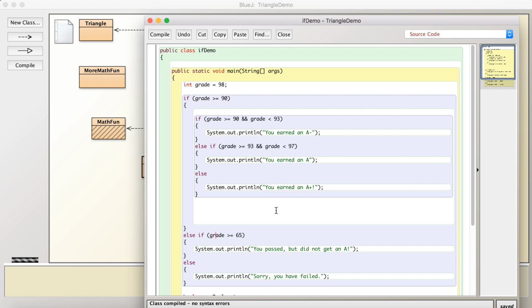So there's lots of ways you can structure it, but the point is you can nest these things just like you did back when you did stuff in Scratch, right? It's really the same idea as that.